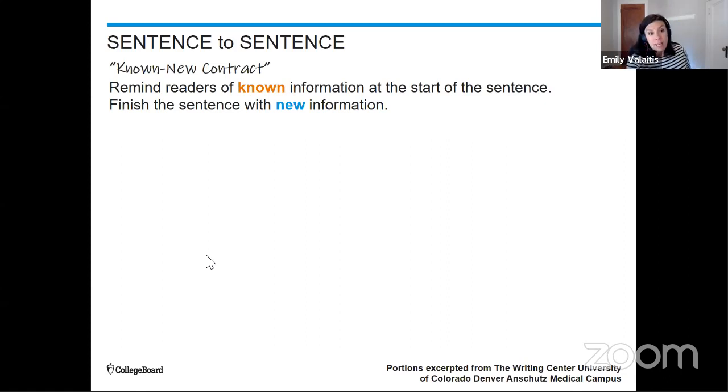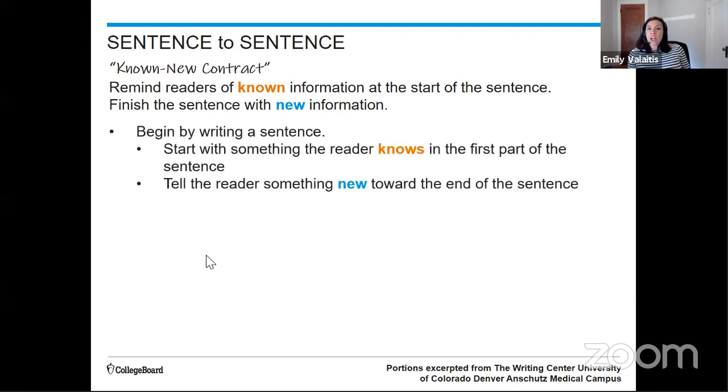The basic concept of the known-new contract style of writing is that in a sentence, you're going to start by reminding readers of known information at the start of the sentence. Then you'll finish the sentence with new information. This is nice because they already know the information, so they're kind of easing into your writing a little bit. It's going to bridge each sentence with each other, and one sentence will refer to the previous information and the new. It helps remind the reader of what they just read while also extending them into something new.